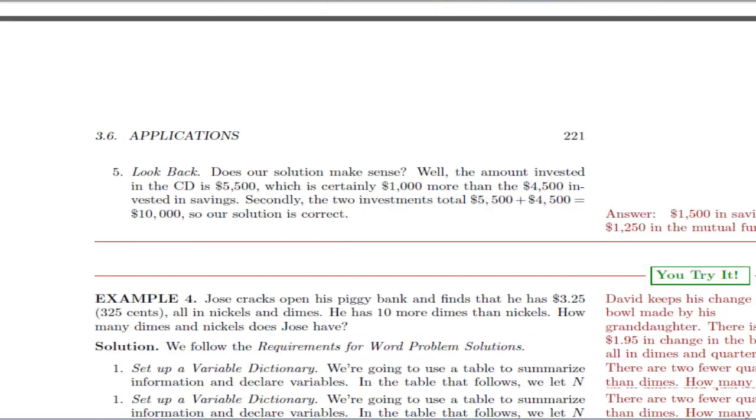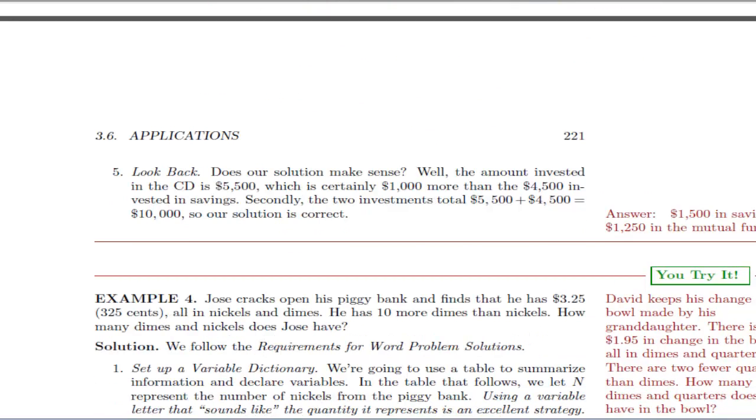Looking back, does our solution make sense? Well, the amount invested in the CD is 5,500, which is certainly 1,000 more than the 4,500 invested in savings. Secondly, the two investments total 5,500 plus 4,500 equals $10,000. So our solution is correct.